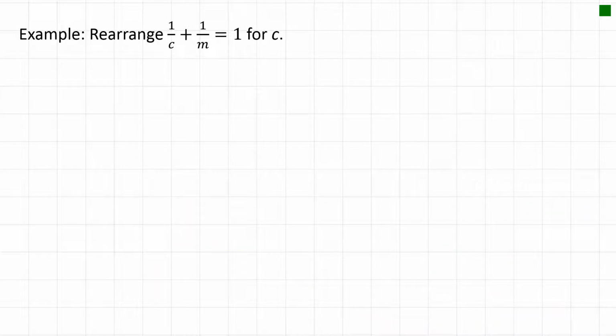So in this next problem, we're going to try to rearrange this equation for c. At the beginning, I have 1 over c plus 1 over m equals 1. And I need to rearrange for c equals. To start with, I could subtract 1 over m from each side, because it would get something away from the c. That should leave me with 1 over c on the left-hand side, since those terms cancel, and on the right-hand side, I have 1 minus 1 over m.